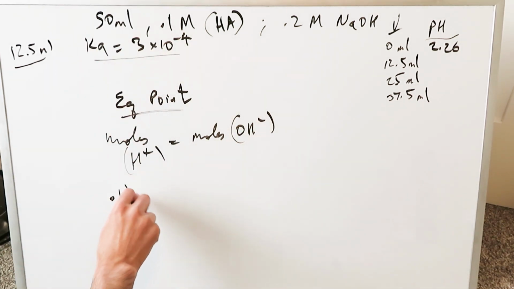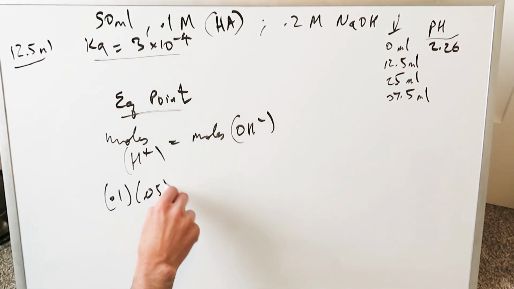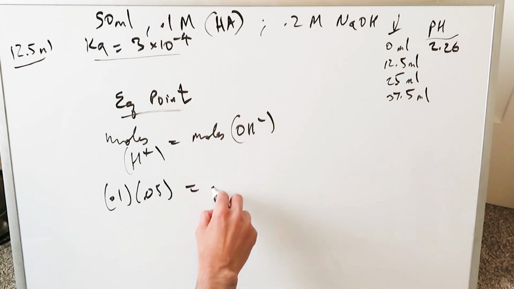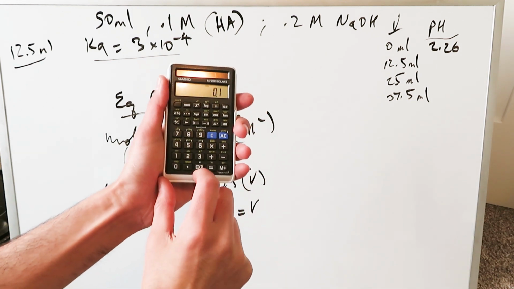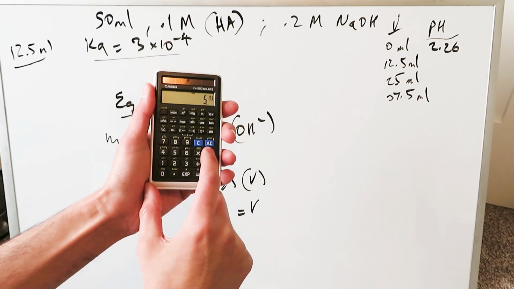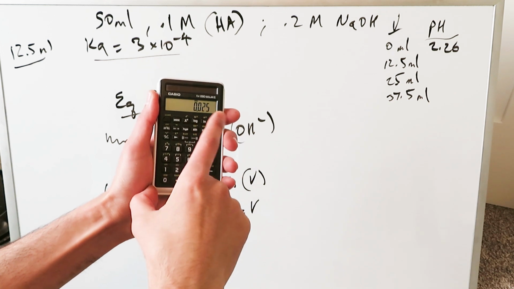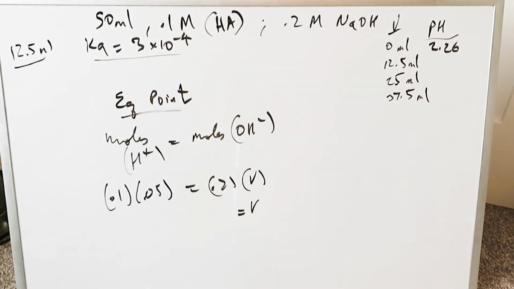I'll multiply in 0.1, and the molarity always has the units in terms of liters. That'll be 0.05 liters, which should equal your 0.2 molar times a certain volume. This volume will give you how much base, in liters, you can add before that equivalence point is reached. You'll have 0.1 molar of the weak acid times 50 ml, which is really 0.05 liters, divided by 0.2. You get 0.025 liters, multiplied by 1000, and you get 25 ml. I'm having here 0.025 liters or 25 ml.